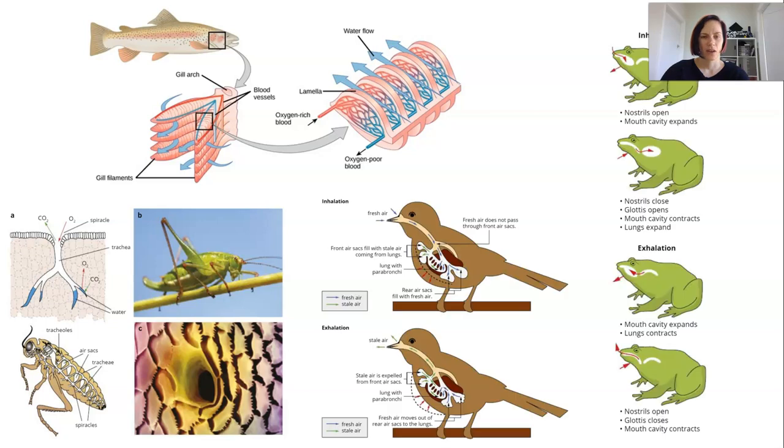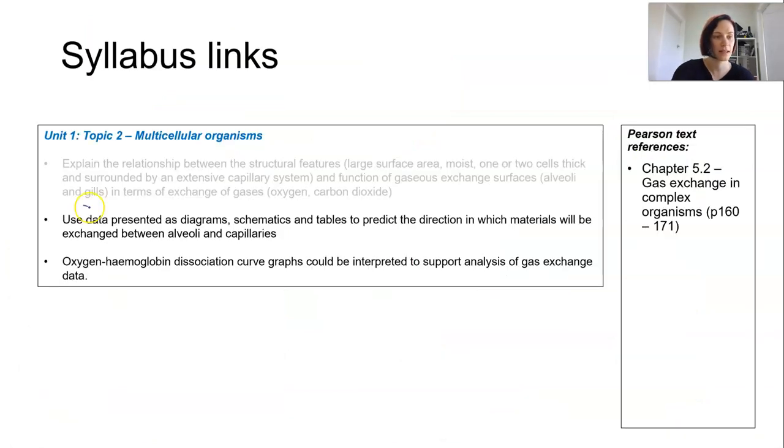Now, ours is obviously not the only kind of respiratory system, and fish and insects and birds and reptiles all have incredibly complex structures in their bodies to function. Our focus this term is only on human ones. So let's have a look. We're using data presented to predict the direction of movement, and we're using oxygen dissociation curves as well.